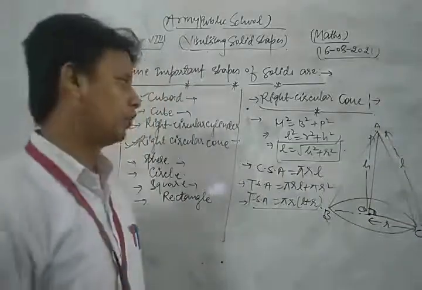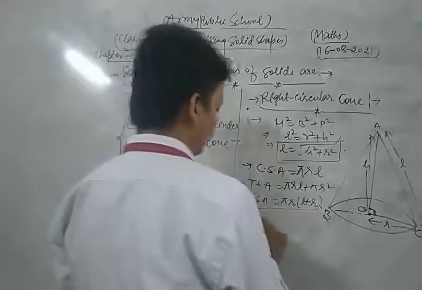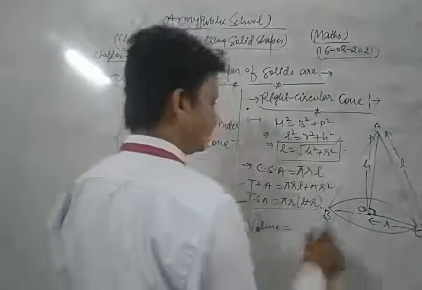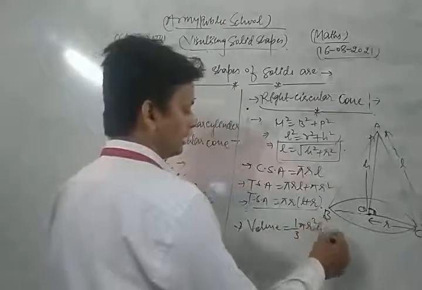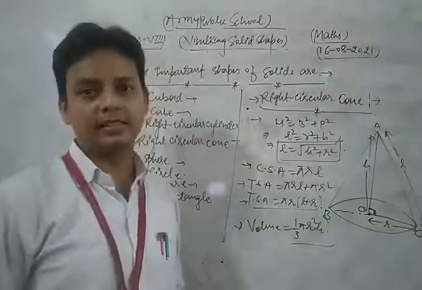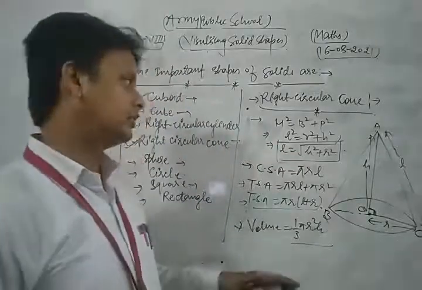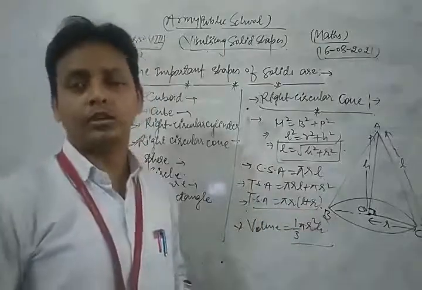Okay. Now, volume of right circular cone. The formula for the volume of cone is 1/3 pi r square h. So these are the very important formulas related to cone. So please, dear students, learn all these formulas and clear the concept of cone.